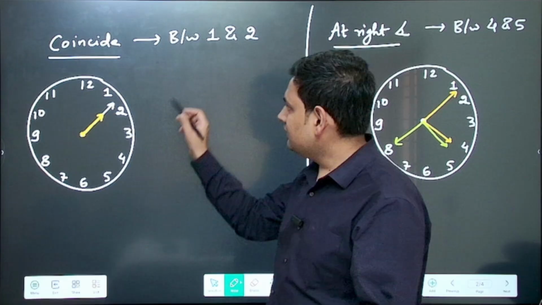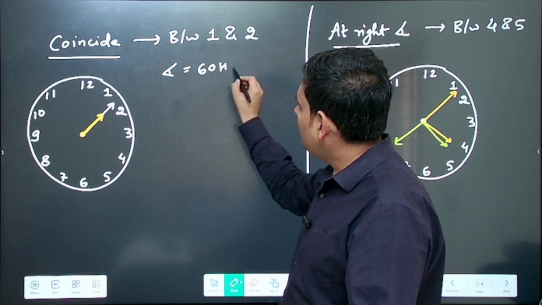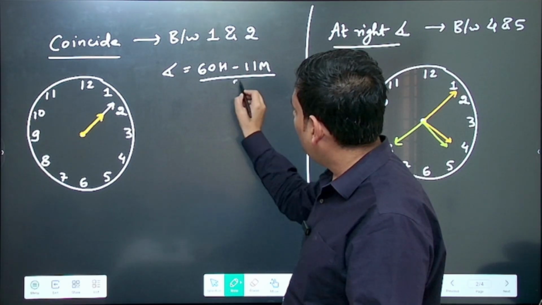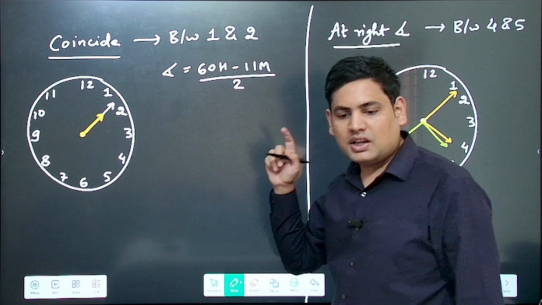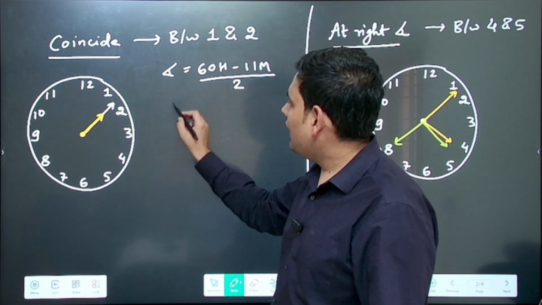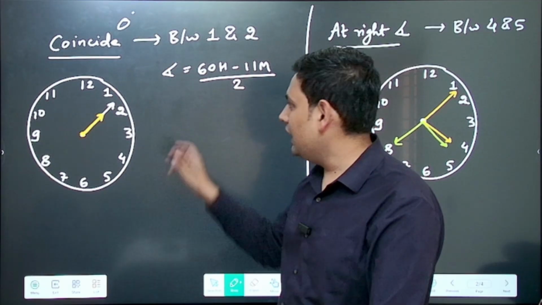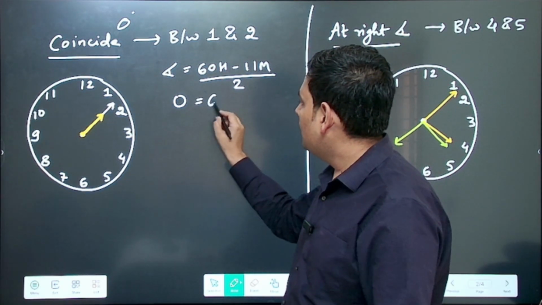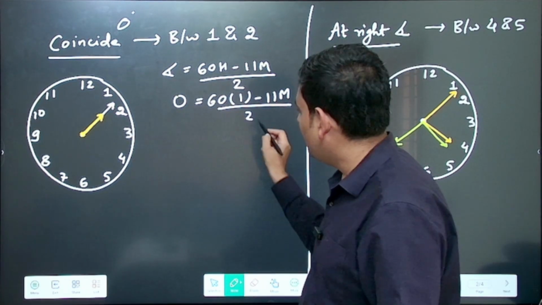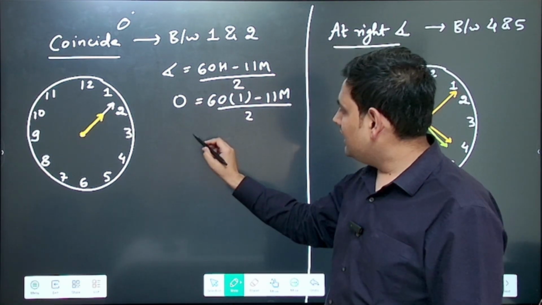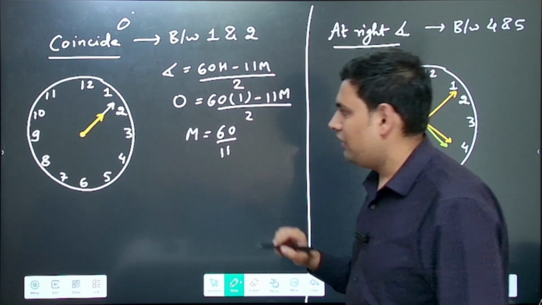That formula is the same: angle is equal to 60h minus 11m by 2. If it is between 1 and 2, then h, the completed hours, is 1. Coincide means 0 degrees. So here it will be 0 equals 60 times 1 minus 11m by 2. 2 into 0 is gone, so ultimately you get m is equal to 60 by 11.